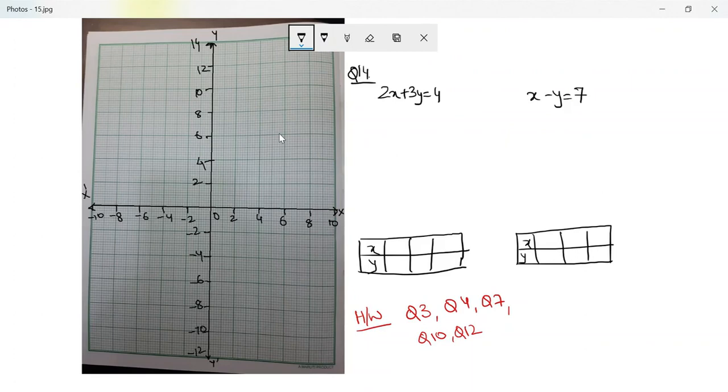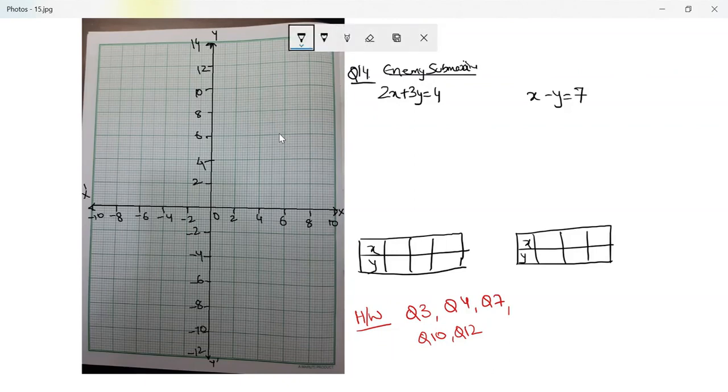This brings us to the last question of this exercise, question number 14. The course of an enemy submarine as plotted on rectangular coordinate axis, so these are the rectangular coordinate axis, gives the equation 2x plus 3y is equal to 4. So this is an enemy submarine, using this line. It's moving along this path on a straight line.